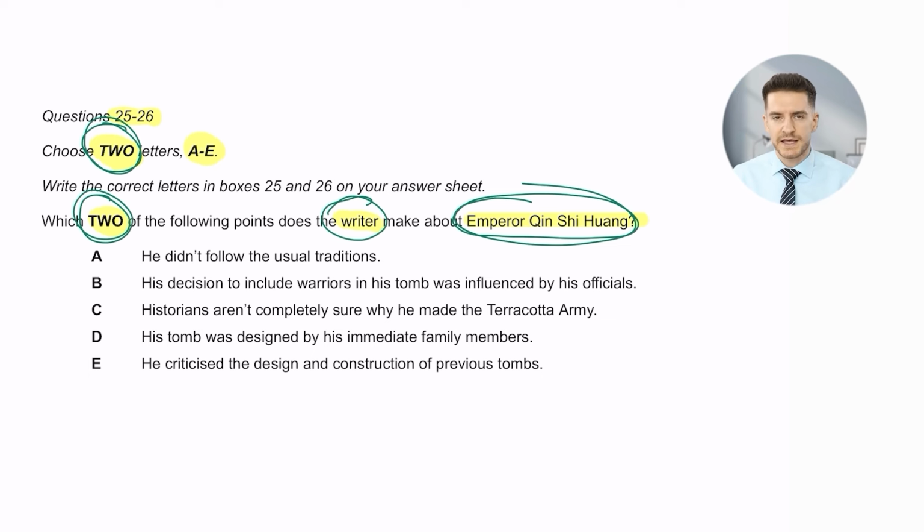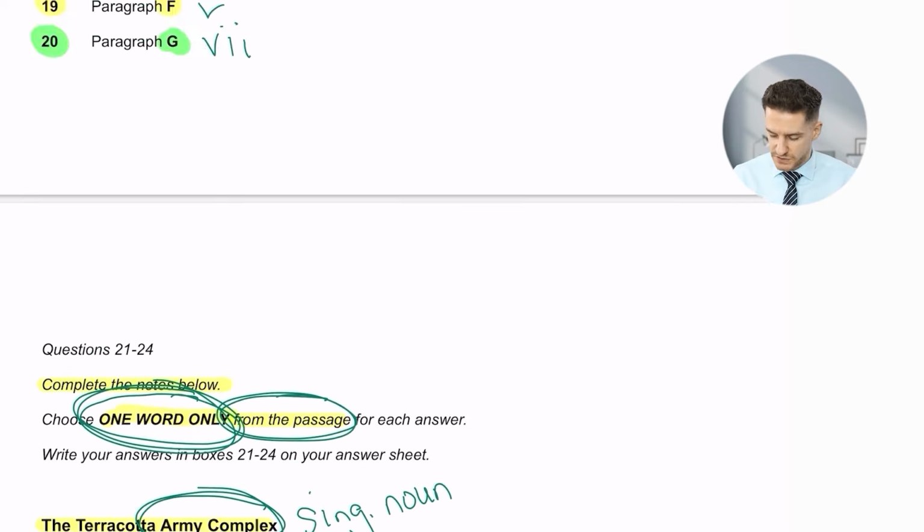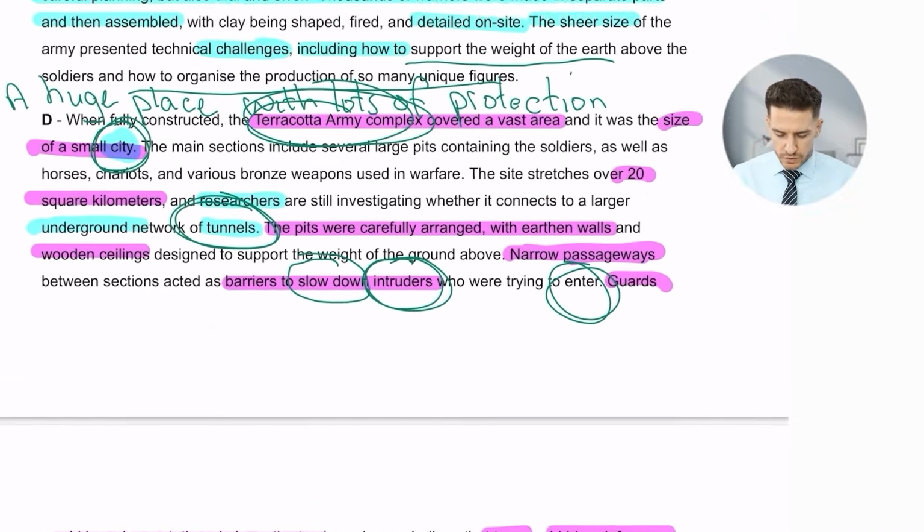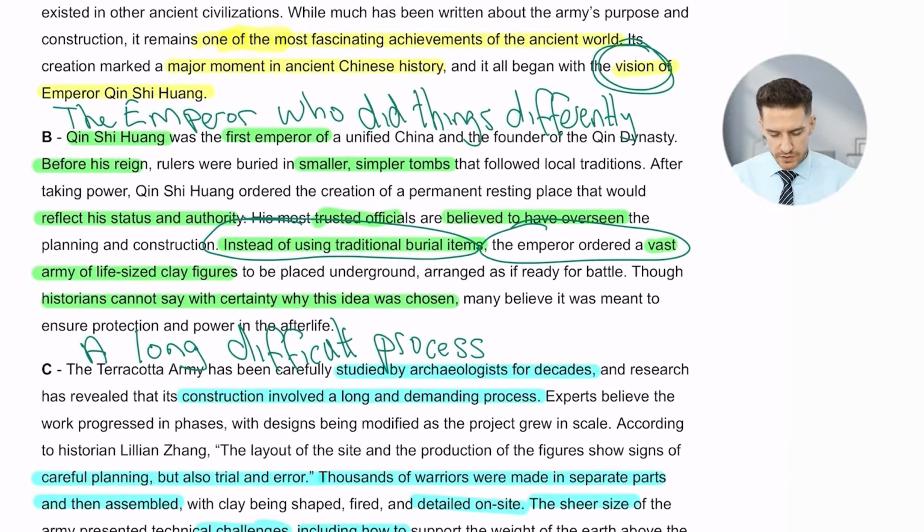Now, if I remember correctly, the paragraph about the emperor was paragraph B, so we can start off by looking there. So you can read these first if you want, but I think it's better to go and read the paragraph first and then think about what the paragraph is actually saying. So that's what we'll do. So let's have a look. Where was it? Here we go. Just as I thought. Okay, B was about the emperor. So let's have a look at what it actually says about the emperor. So it says that he was the first emperor, okay? Before his reign, rulers were buried in smaller, simpler tombs that followed local traditions. So this could be important.